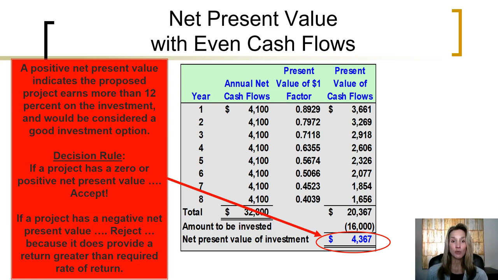Ultimately, the decision rule when applying the net present value is if a project has zero or positive net present value, management should accept it as a good investment option. However, if the net present value were negative, management should reject because it indicates that the investment does not provide a return greater than the required rate of return.